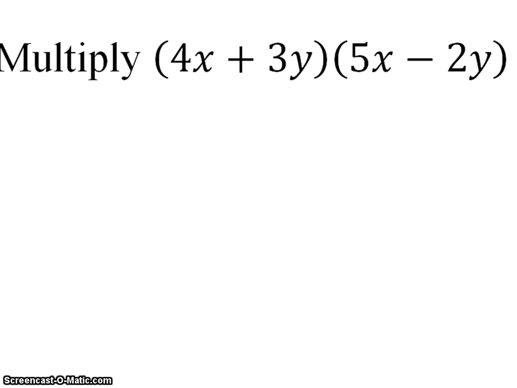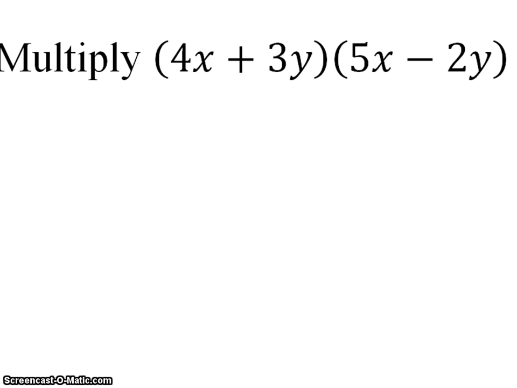Let's look at a first example here where it says multiply 4x plus 3y times 5x minus 2y. So we have a binomial times a binomial. In this you may have heard of the FOIL property.